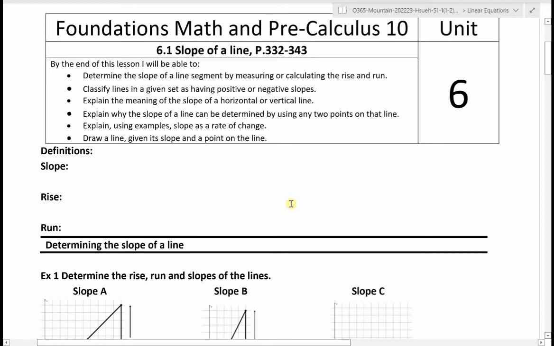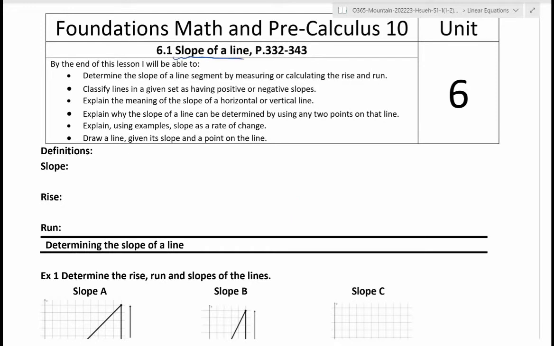All right, welcome back to the new unit here. We are on Unit 6, and this is the first lesson for Unit 6. In this unit, we're going to be looking at the equation of lines. There are different forms of an equation of a line, and we're going to be looking at different forms. But first of all, we are going to be looking at the slope of a line.